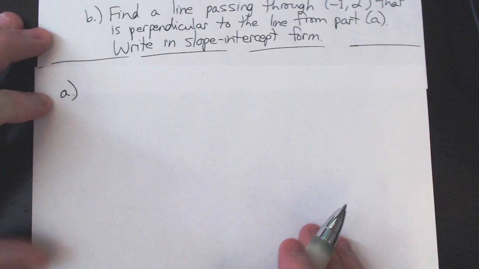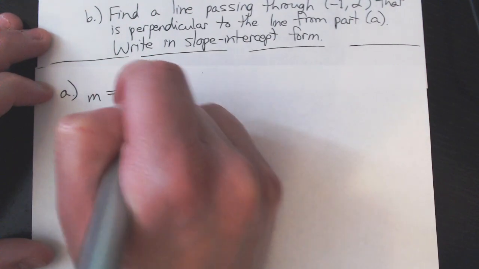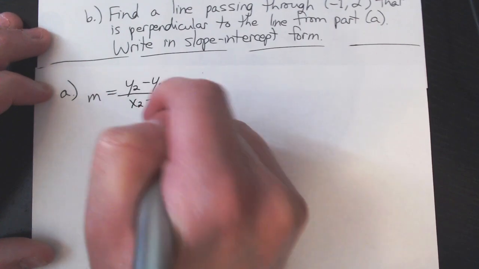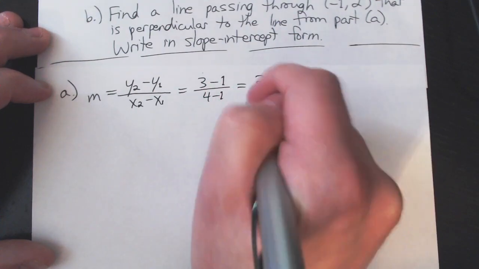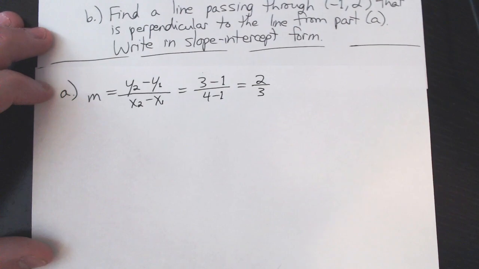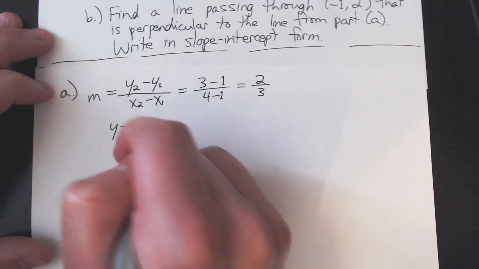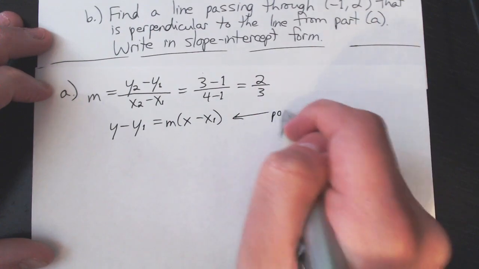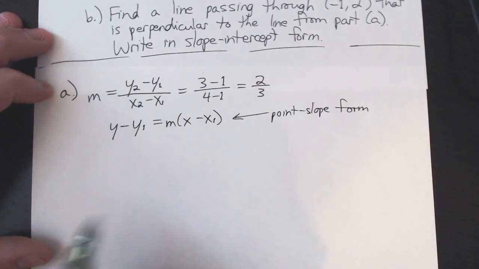Part A. So we want to find an equation through those 2 points. I think the first thing we should do is find the slope. We can't really find the slope-intercept form unless we find the slope. So the slope is 3 minus 1 over 4 minus 1, which simplifies to 2/3. Even though the problem says slope-intercept form, I'm going to start with point-slope form because remember, sometimes it's convenient to start with that. And then we'll get it into the correct form after we find this.